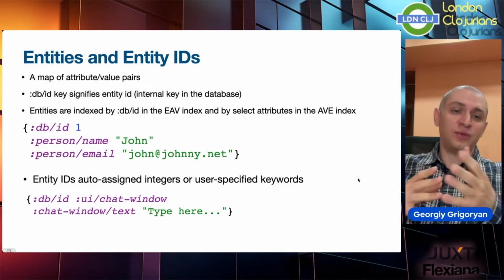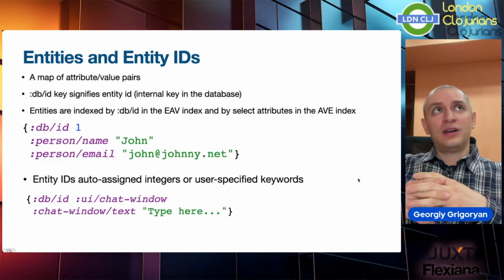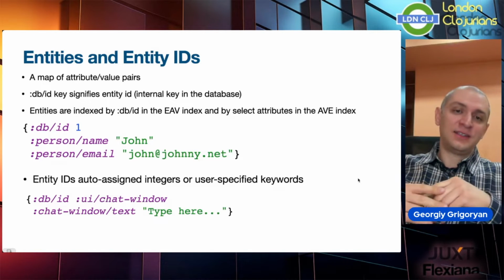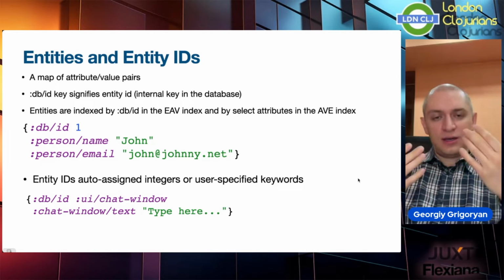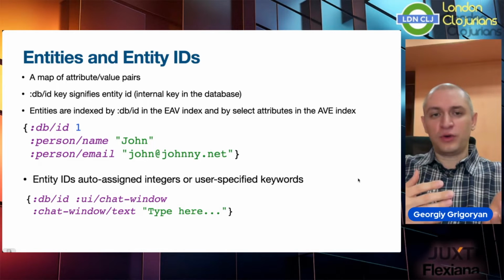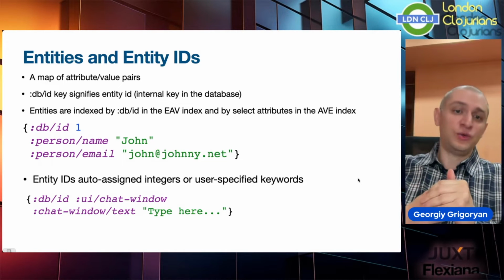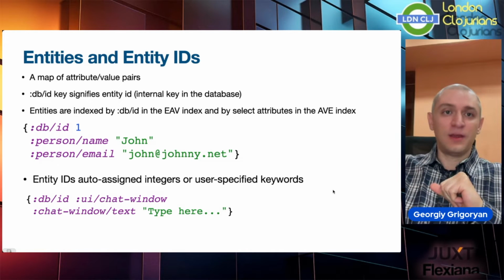And here we have an example. We have a DBID of UI chat window. So that if you want that particular entity, you don't have to reference it by some integer that's kind of meaningless. Sometimes you want that. It's really nice to have. And so you can refer to it by its keyword entity ID, UI chat window. You can do things with it.